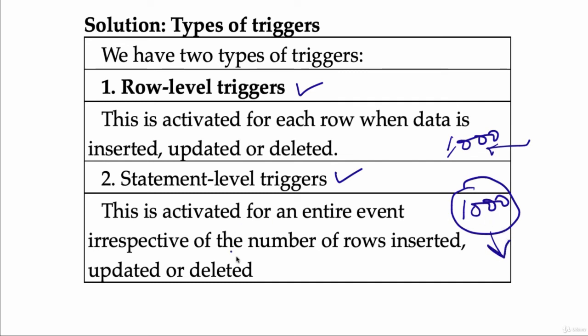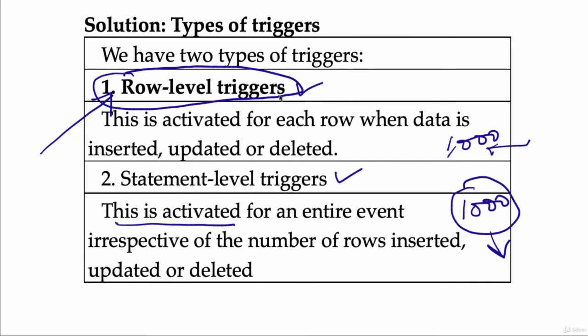Assume you have a query or a script containing 1 million rows of data you want to insert. It is the entire bulk that will be reported. This is activated for an entire event, irrespective of the number of rows inserted, updated, or deleted. However, MySQL only supports this. This is what MySQL supports. Hope you understand this. The row level triggers and the statement level trigger.